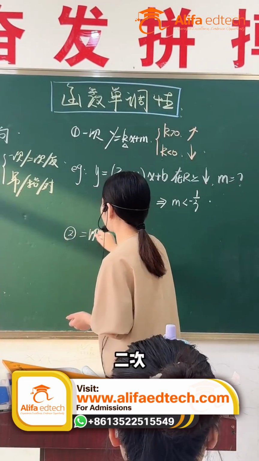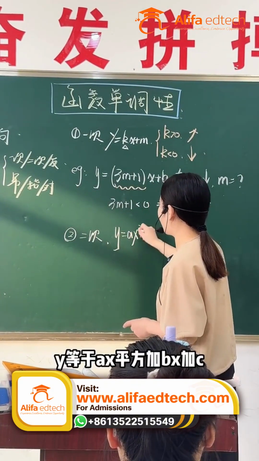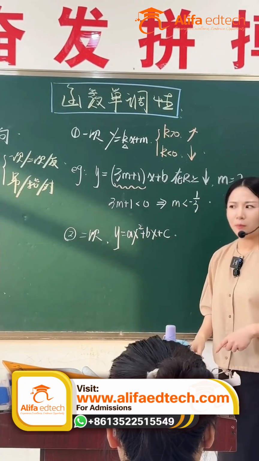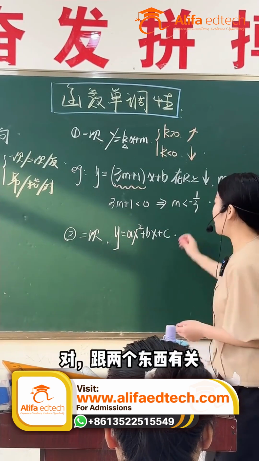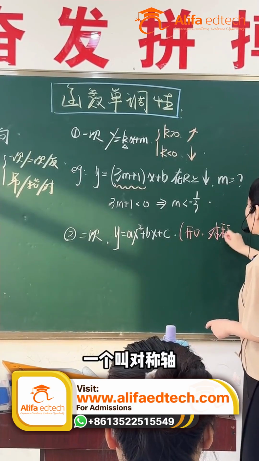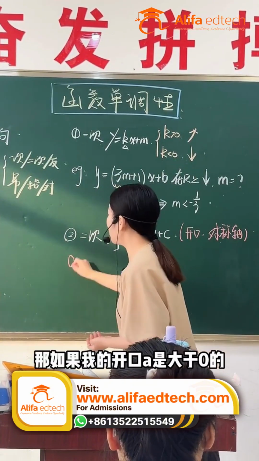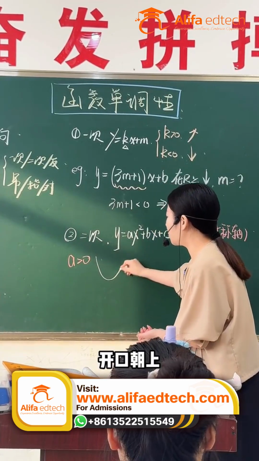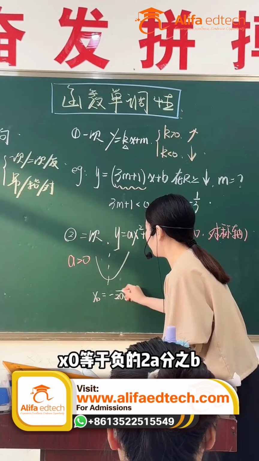Second, quadratic functions. The form of a quadratic is y equals ax squared plus bx plus c. What does the monotonicity of a quadratic function depend on? A and B. Right, it depends on 2 things. One is called the opening and the other is the axis of symmetry. They're different, right? So if my opening, a, is greater than 0, which way does it open? It opens upwards. My axis of symmetry is x0 equals negative b over 2a.